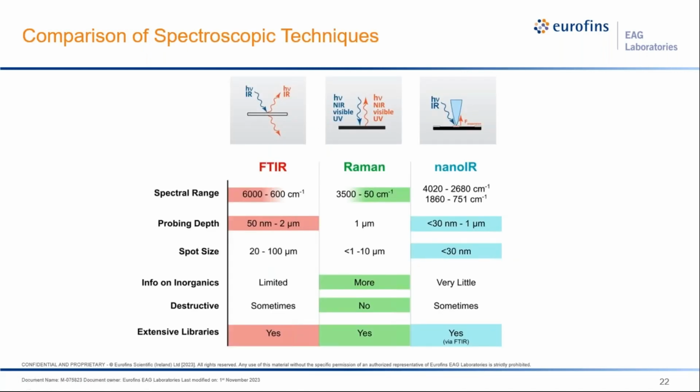Now, to compare the 3 techniques, FTIR, Raman, and nano-IR, we can see that we have different spectral range. Probing depth can also be varied with FTIR. With Raman, it's about a micron, and nano-IR can be very small. And really, the big thing that differentiates these techniques is the spot size. So with nano-IR, you can get down to 30 nanometers, while Raman is really ideal between 1 and 10 microns, and FTIR is 20 to 100 microns or larger samples.